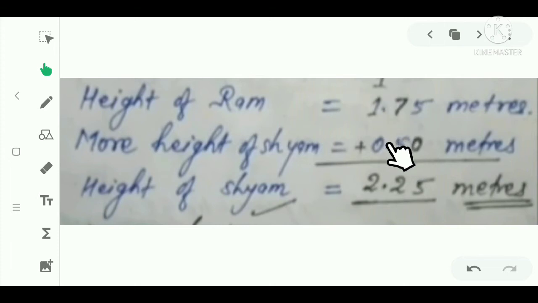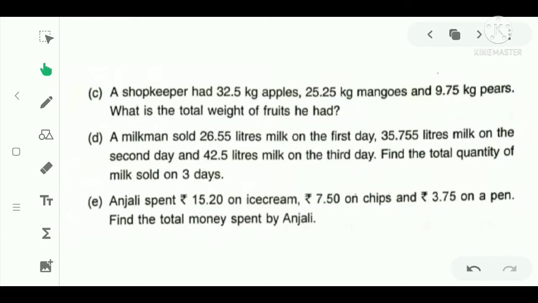Write point under point, and if this place is blank, you can write 0 here. 0.5 meter. Now add this. The height of Shyam we want to find, so write here height of Shyam. Now add these two heights. 5 plus 0 is 5, 7 plus 5 is 12, 2, 1 carry, 1 plus 1 is 2. So it means height of Shyam is 2.25 meter. This is the answer. Let's do next question.